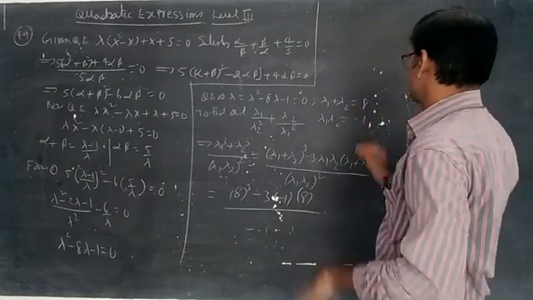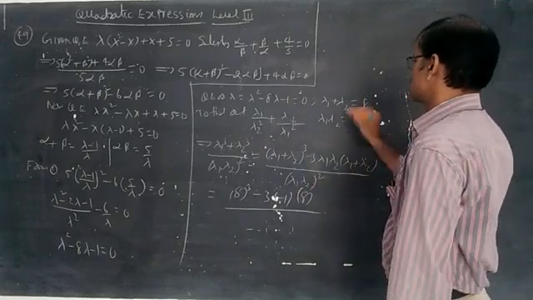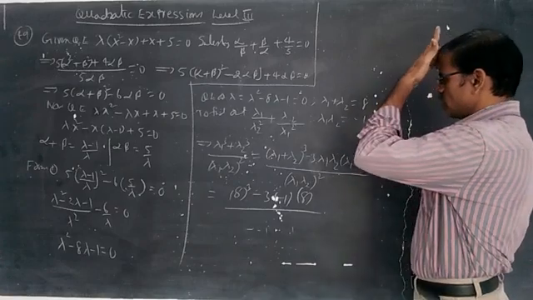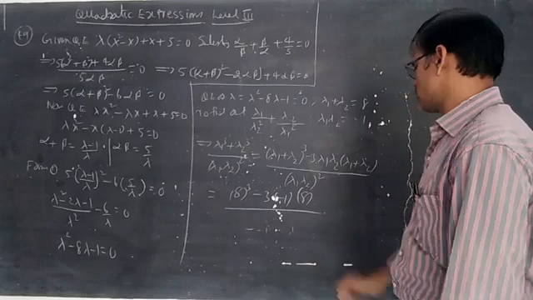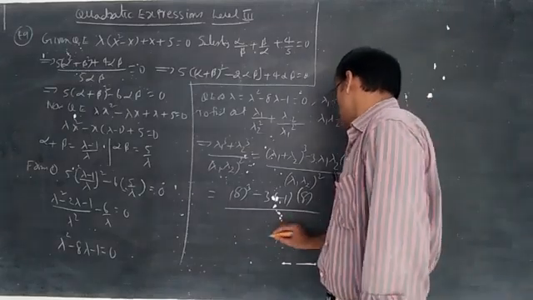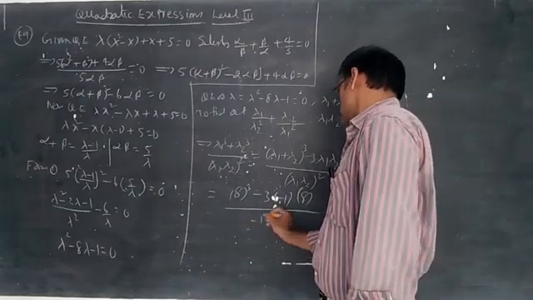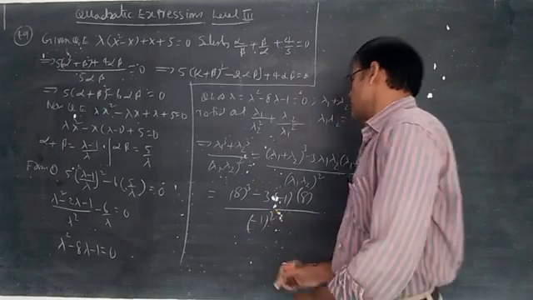Lambda, this is minus 8. Minus 8, correct. Lambda 1, lambda 2, 3 into minus 3 into minus 1 plus 8 by lambda 1 lambda 2 whole square. So this is minus 1 whole square.